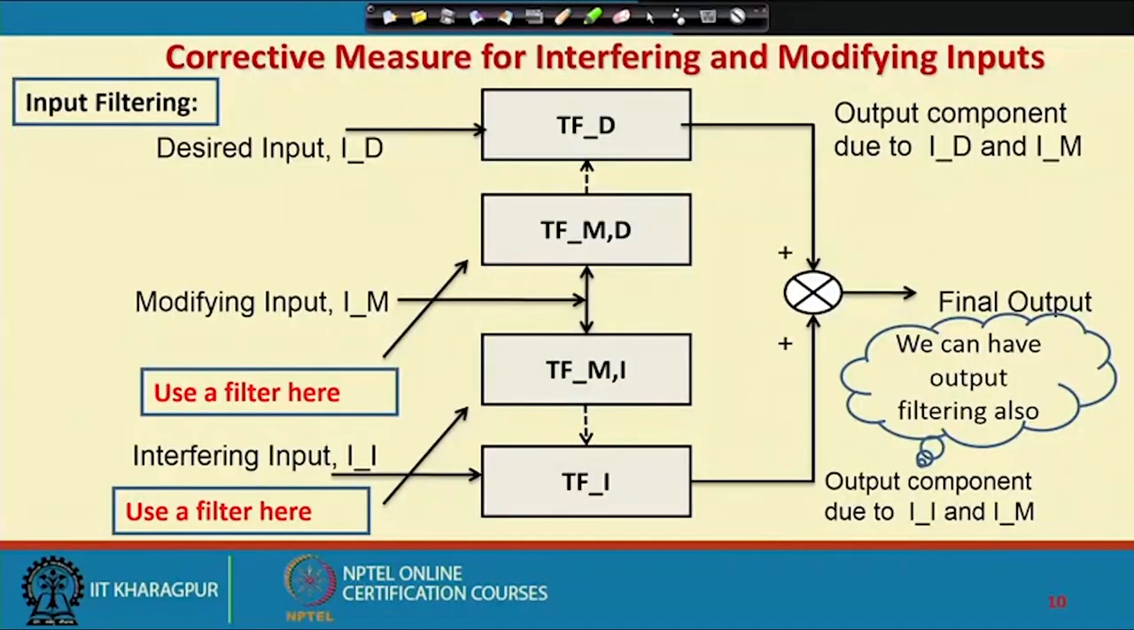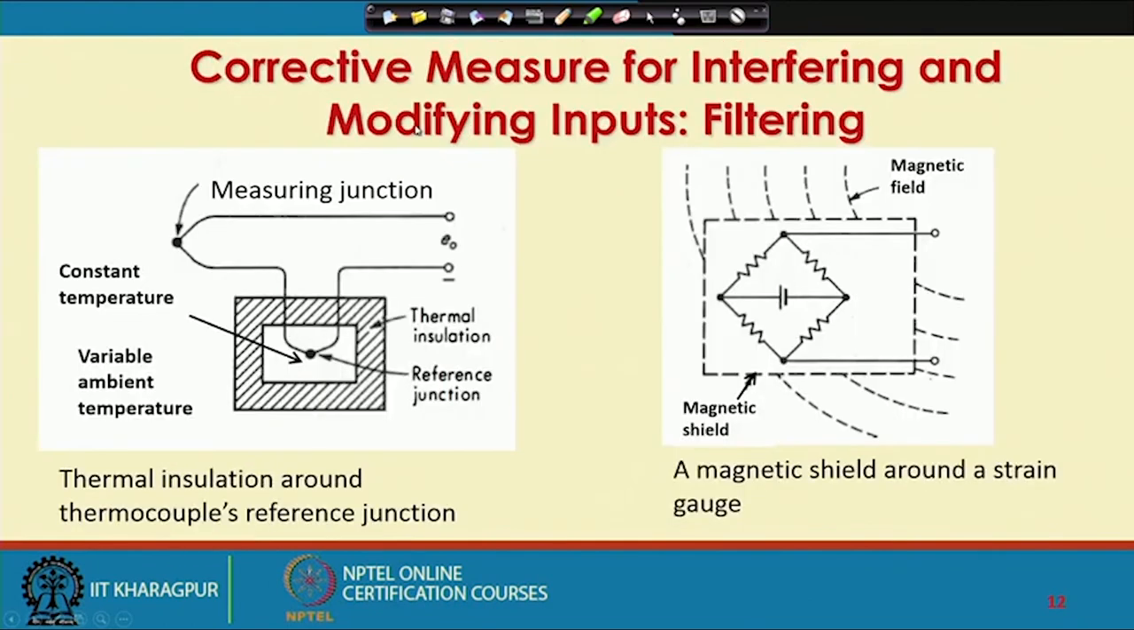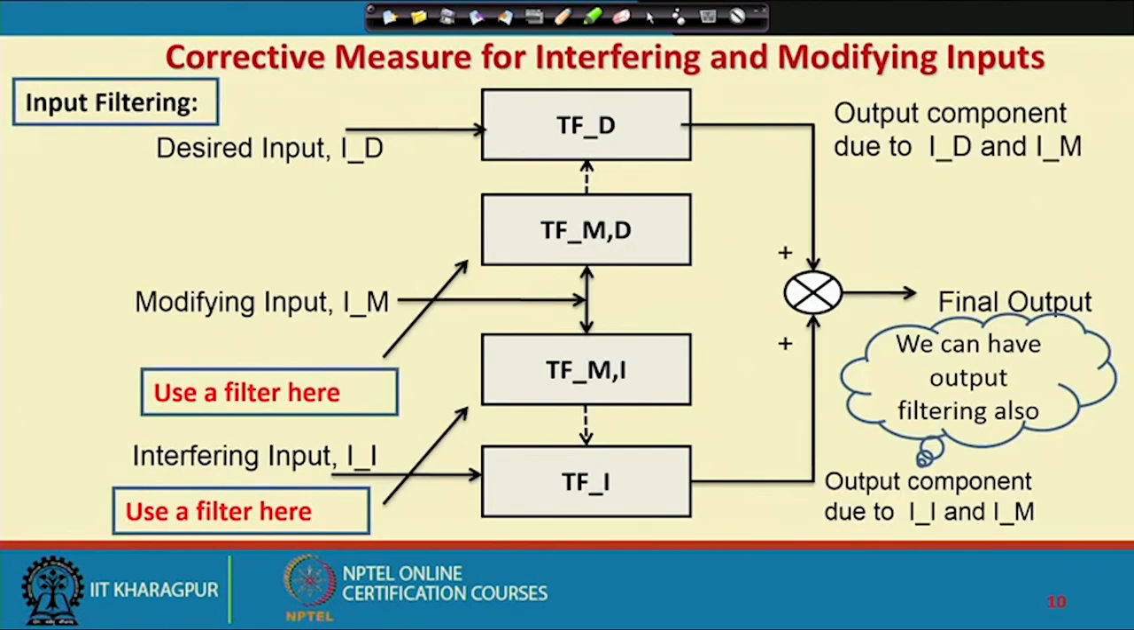So, let us now look at this schematic. This is again the same block diagram of the instrument's working in terms of transfer functions. You have the desired input, you have the interfering input, and you have the modifying input, with a transfer function for the desired input, a transfer function for the modifying input, and for the interfering input.